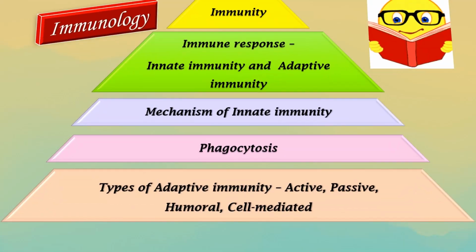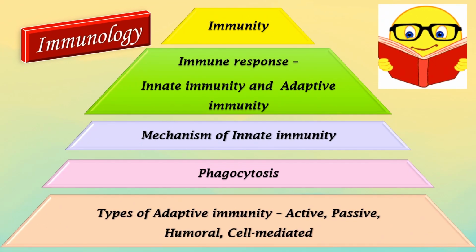Let's start the basic topics in immunology. What is immunity? Types of immune response, that is, innate immunity and adaptive immunity, mechanism of innate immunity, phagocytosis, types of adaptive immunity, active, passive, humoral, and cell-mediated immunity.